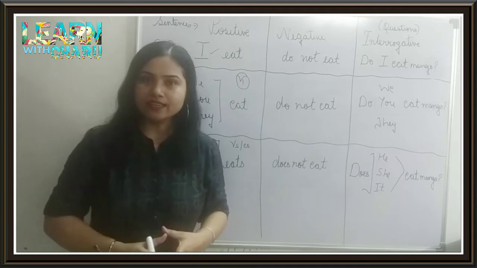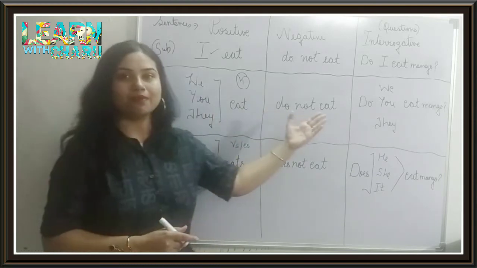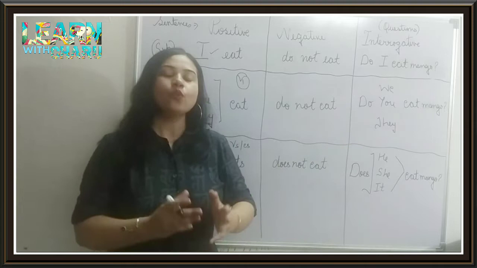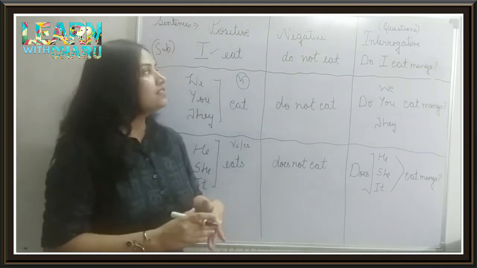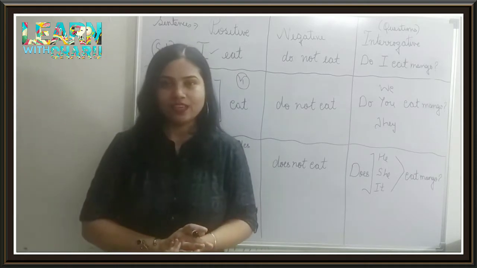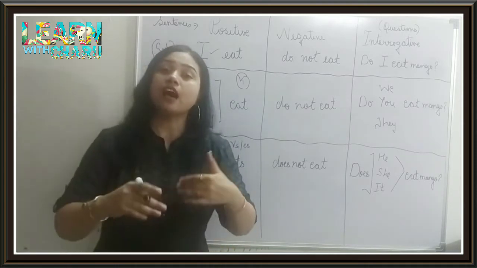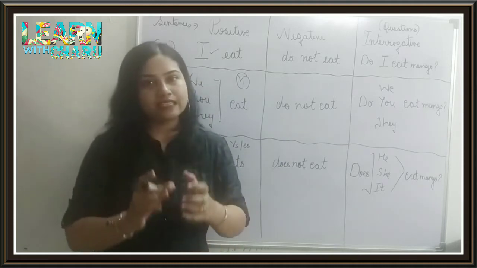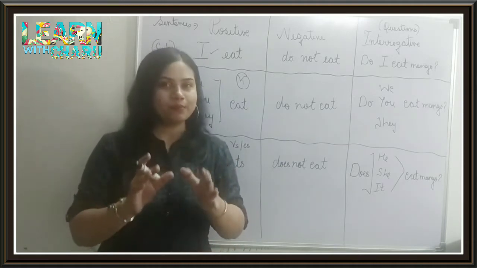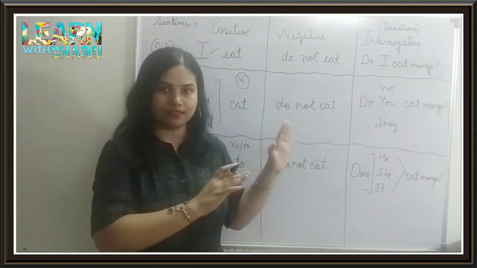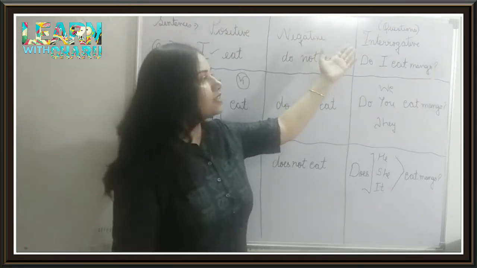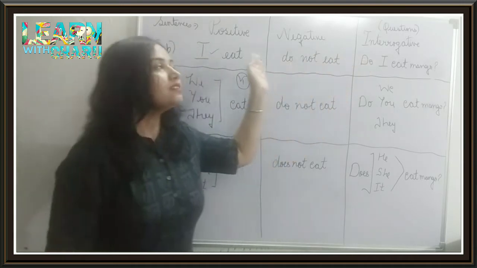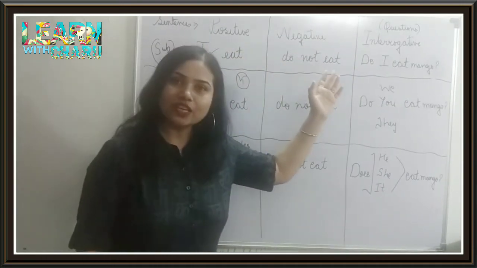Now I have divided this board into 3 parts, right? Now what we are going to do, I'm going to give you the sentence pattern, okay? The sentence structure, that how can we frame sentences in simple present tense, right? Now let's understand this, okay? First, positive, negative, interrogative. What are these? These are the types of sentences.